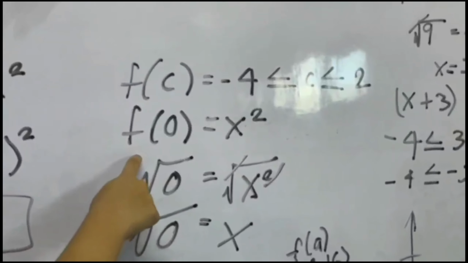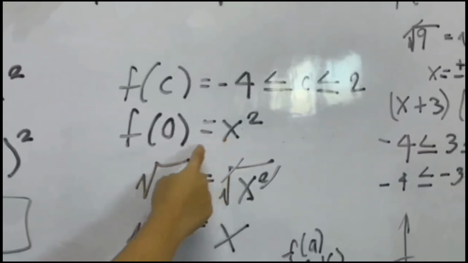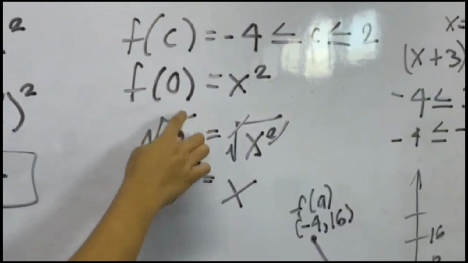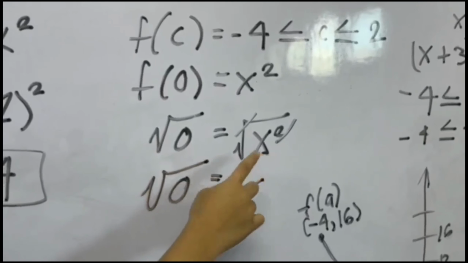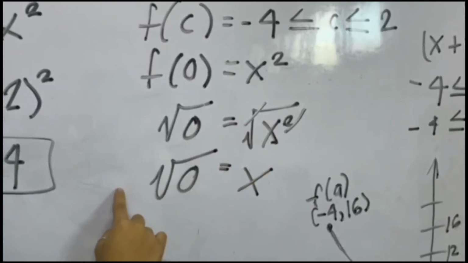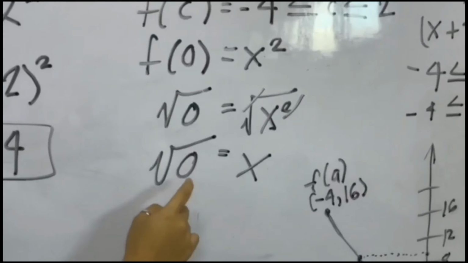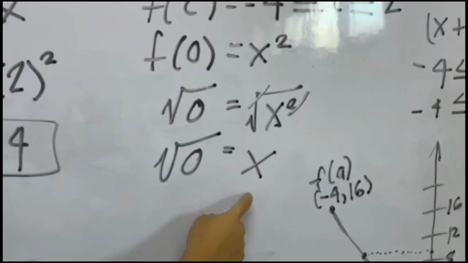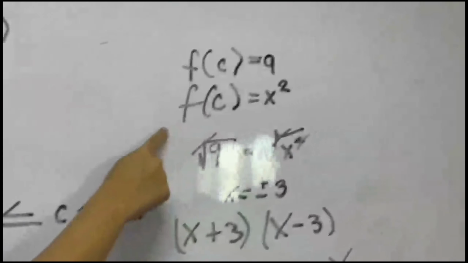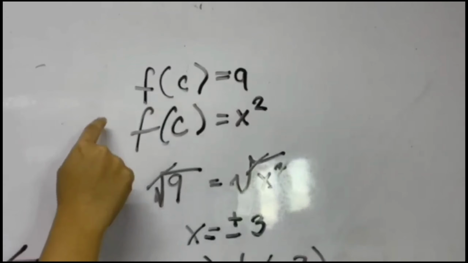f of c is always equal to 0, equals x squared. We bring down 0, we have square root of 0 equals square root of x squared. Cancel out, which leaves us square root of 0 is equal to x. Going up to our f of c is equal to 9.